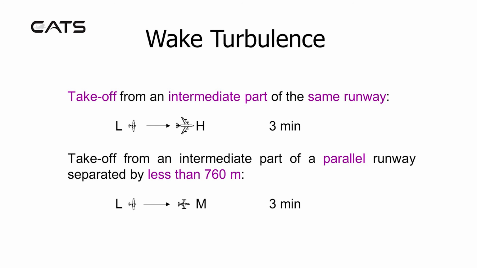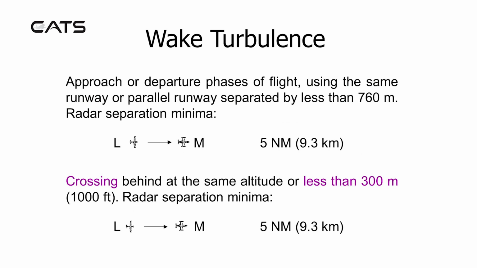Takeoff from an intermediate part of a parallel runway separated by less than 760 meters, light following medium, is 3 minutes. Approach or departure phases of flight using the same runway or parallel runway separated by less than 760 meters, radar separation, light following medium, is 5 nautical miles. Crossing behind at the same altitude or less than 1,000 feet, light following medium, is 5 nautical miles.